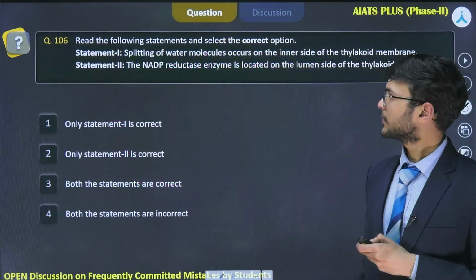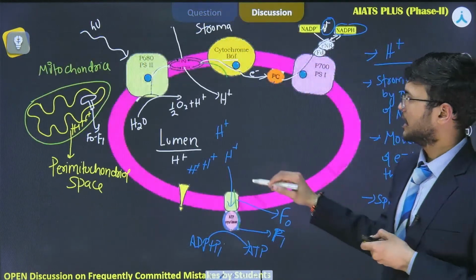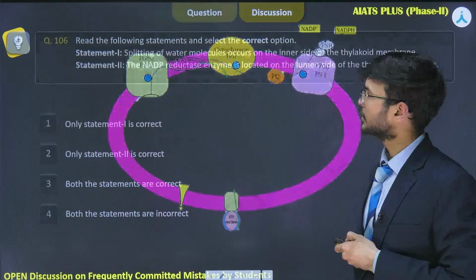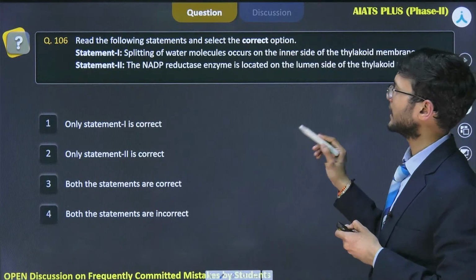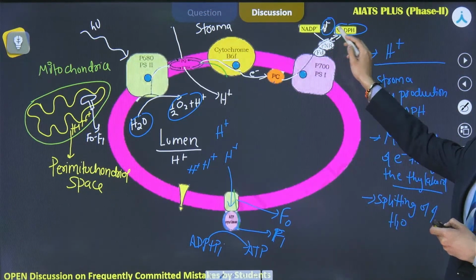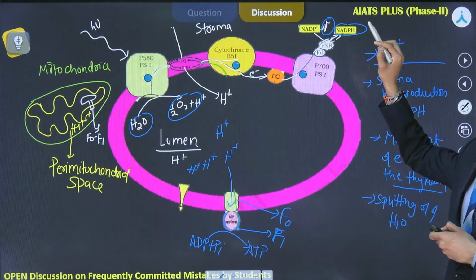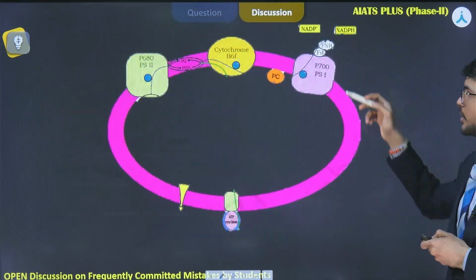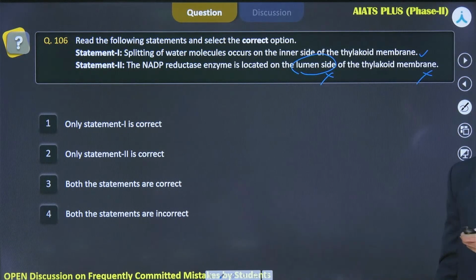Now let's see the question. Statement 1: Splitting of the water molecule occurs on the inner side of the thylakoid membrane. Yes, as you can see, the splitting of water is carried out on the lumen side, so this is true. Statement 2 says the NADP reductase enzyme is located on the lumen side of the thylakoid membrane. No, as I have said, NADPH is formed on the stroma side by the NADP reductase enzyme present on the stroma side of the membrane. So it is not present on the lumen side. This is incorrect.